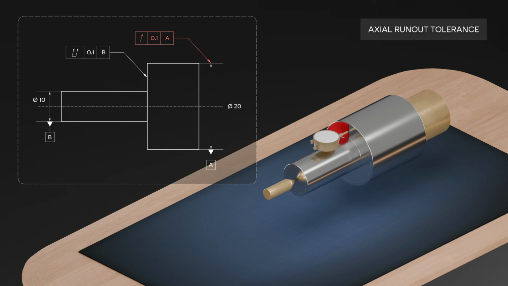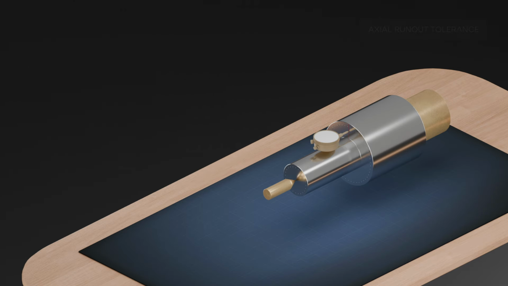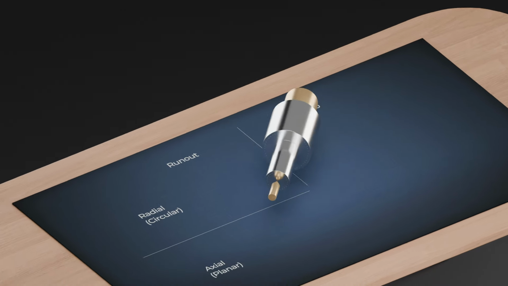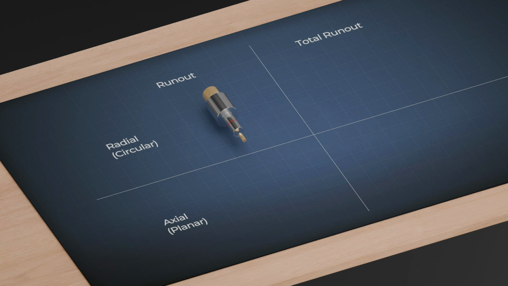So these were the different runout tolerances. In summary, you have the circular runout, which is measuring one circle on a cylindrical feature. Then you have the circular total runout, which is measuring points distributed all over a cylindrical feature. Then you have the planar runout, which measures points that are distributed on a circle on a planar surface. Then there is the total planar runout, which measures points distributed all over a planar surface.